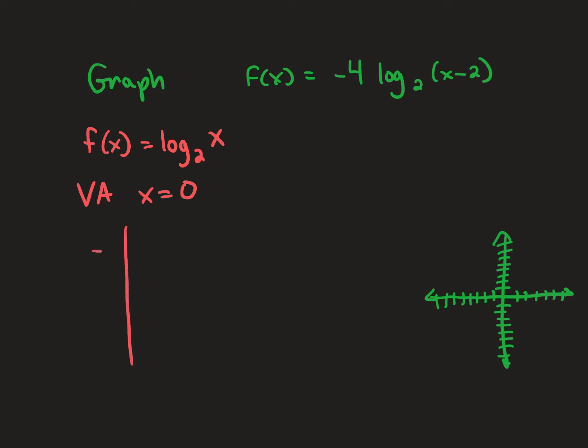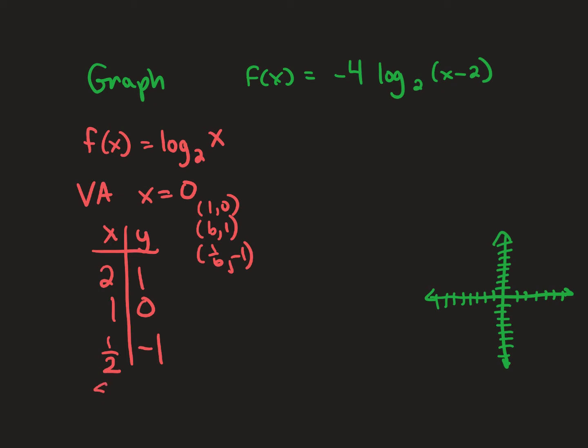And then there are 3 points that we can always find. If you think about these 3 key points, they are base comma 1, they are 1, 0, and 1 over the base, -1. So our base in this case is 2. So I know the points I have in here are 2, 1, because that's the base and 1. I always have 1, 0, and then 1 over 2 and -1. So those are my 3 key points for my log base 2 of x. So these are my starting points.